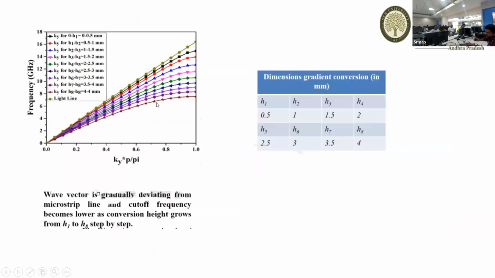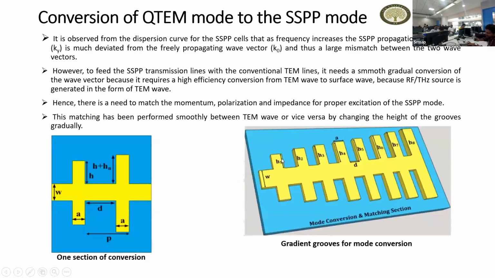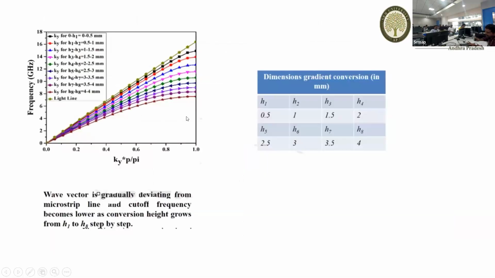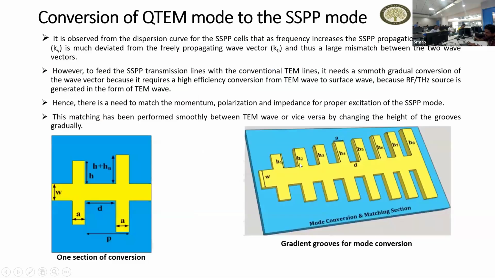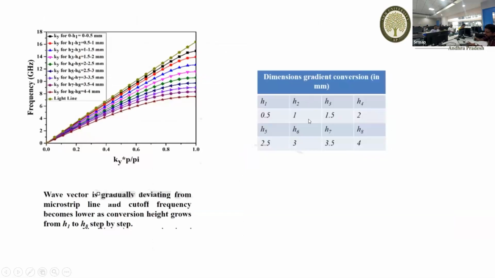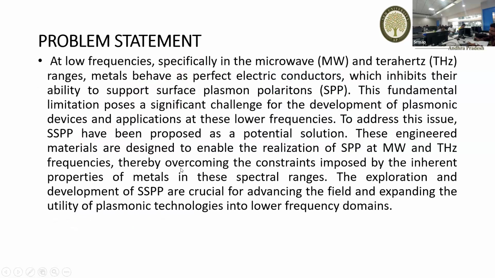If you want to compare this with the light line or cone frequency, we have to match its momentum. Right from the dispersion to the light line, we have to match it by gradually incrementing these corrugated surfaces, from H1, H2, H3, H4, H5. We take 0.5, 1.5, up to 4 mm. We gradually increase it, then it automatically matches with the free space momentum curve. And this is my problem statement.